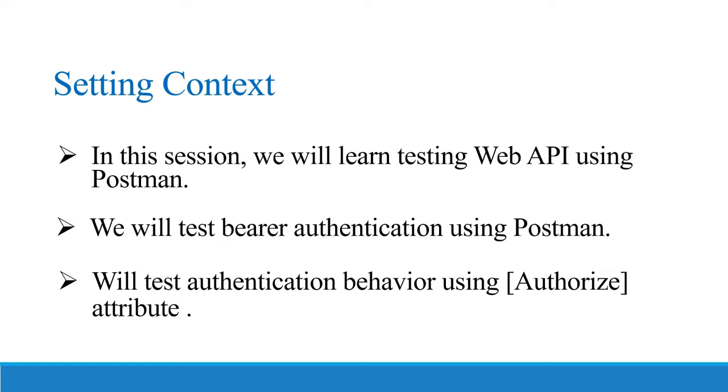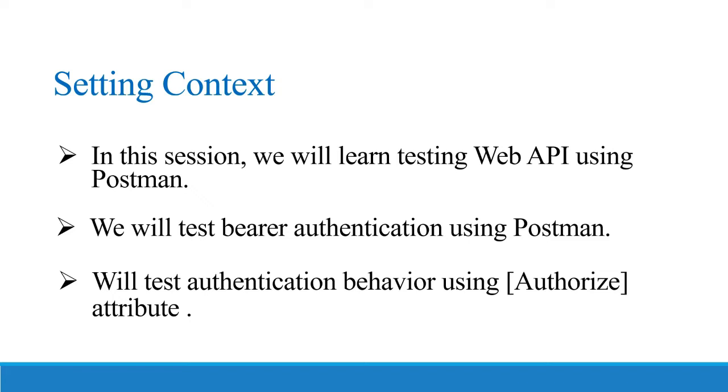So, let's set the context. In last video, we created a web API and we added authentication. So this is part 4 of the video. We started from the very beginning, created an MVC application, then we created a web API application, then we consumed web API into MVC, then in second part we created web API and we added authorization.